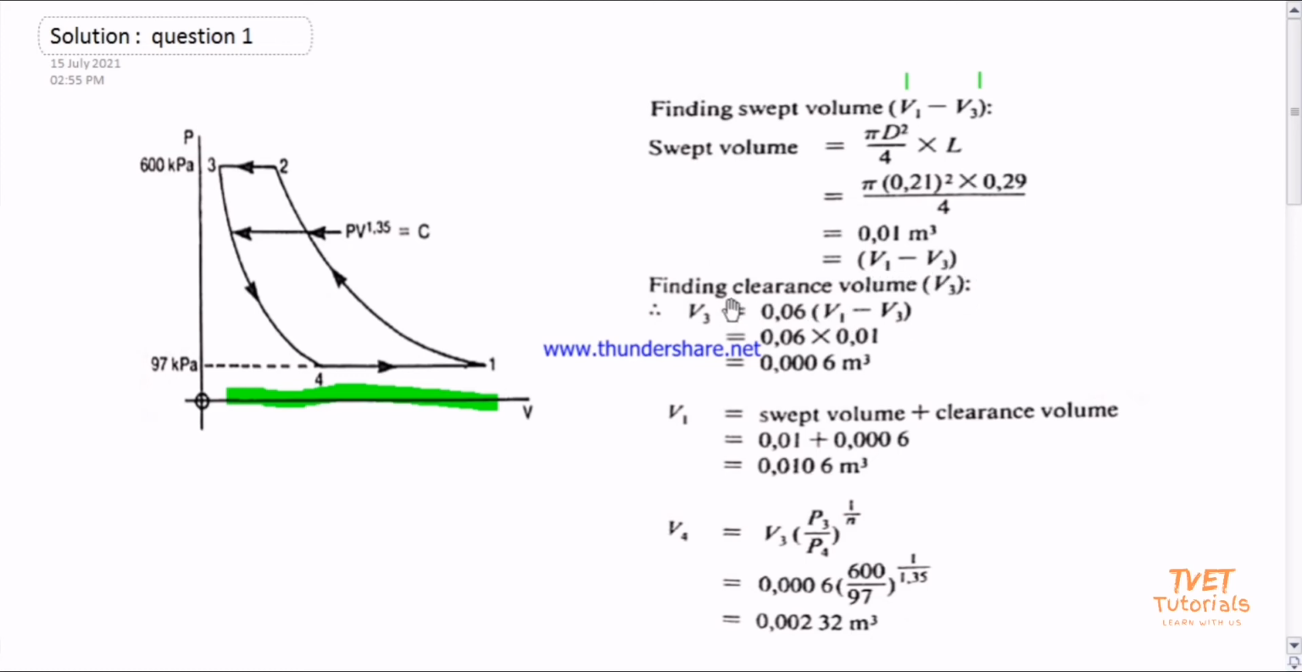We're going to do it in terms of V's. Then finding the clearance volume. Remember, the statement said to us that the clearance volume is 6% of the swept volume. So we say, what we found, the swept volume times 0.06, will give us the clearance volume. Clearance volume is from here to here. Usually it's notated with 3. That's why you see it here as V3.